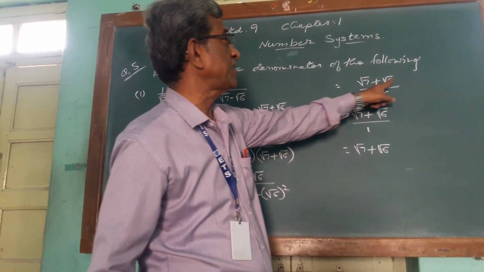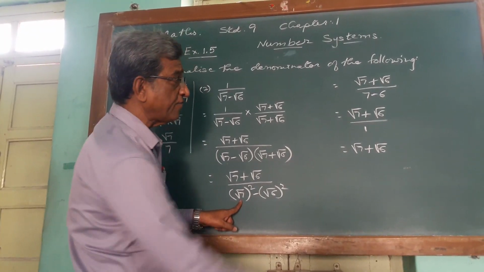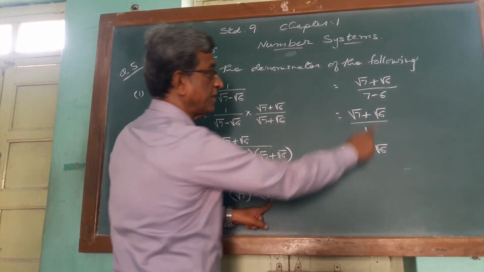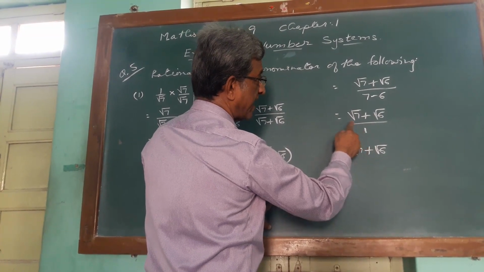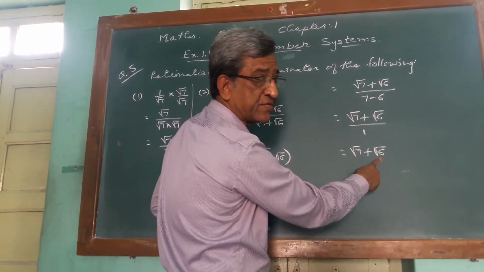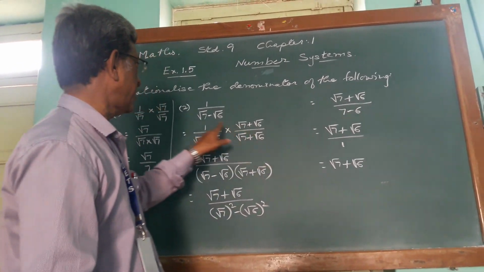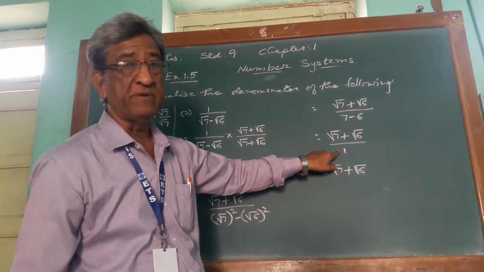So root 7 plus root 6 upon square of root 7. Square of root 7 is 7 and square of root 6 is 6. So 7 minus 6 equal to 1. So answer will be root 7 plus root 6. So here we have removed the root from the denominator. So now you can see that there is no root in the denominator.